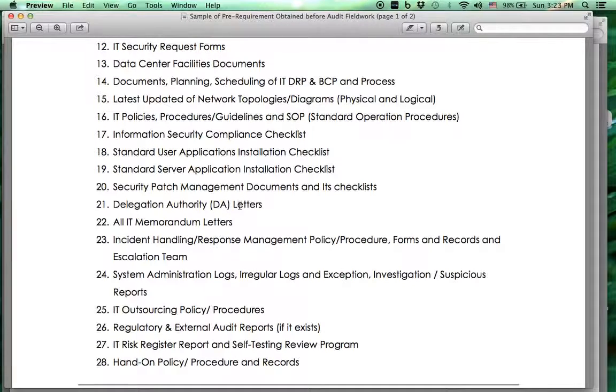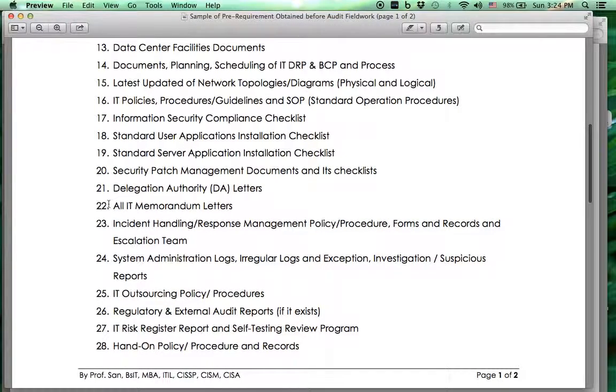So item number 21, you need to obtain the DA letter. The DA letter is very important, delegation of authority. This letter will present to the risk team who is the authorized person and who is the unauthorized person. For example, in case the principal custodian is not available at the moment, what is the alternative or designated person that we designate in the paper that we approved from the IT steering committee. So the DA needs to be up to date and needs to be defined properly for the delegation of authority.